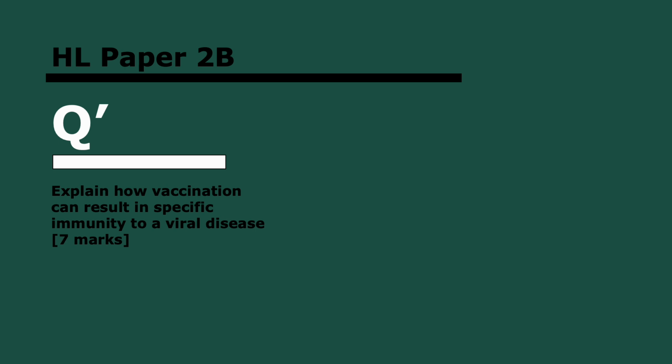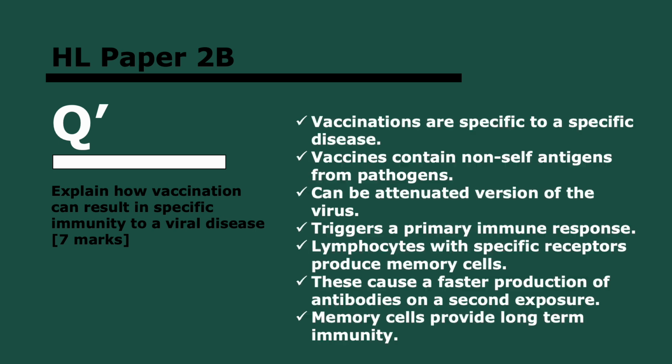Great. And then the final questions that we have to do are the long answer questions. So there's quite a few for theme C. I think there's 3 or maybe even 4. So explain how vaccination can result in specific immunity to a viral disease. Now take at least 4 to 5 minutes to think about this. So pause now, outline your result, and in 3, 2, and 1, the mark scheme goes as follows.